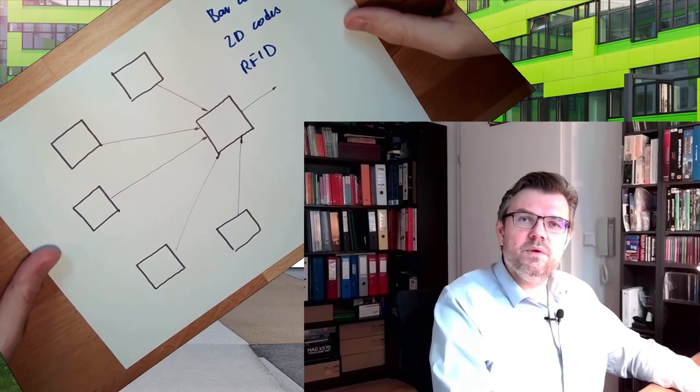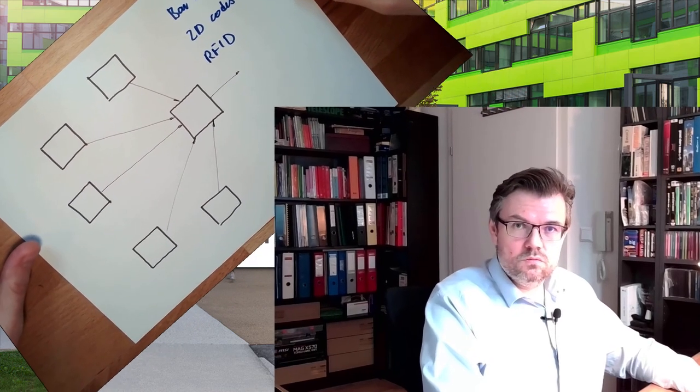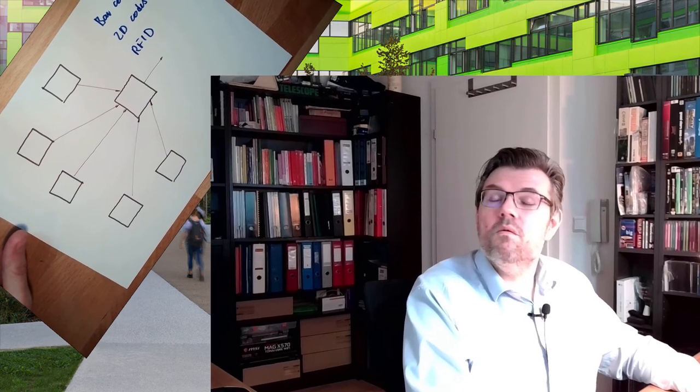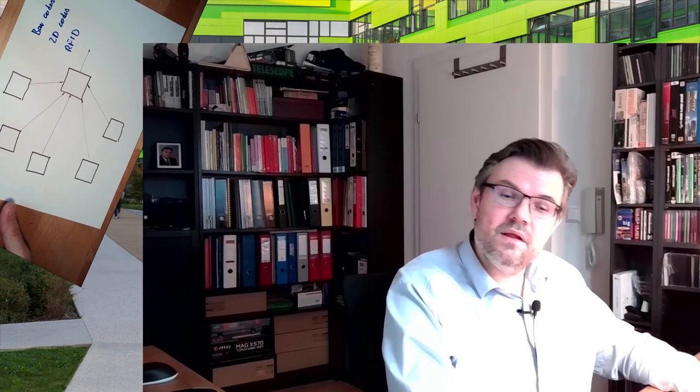The next few units will be about barcodes. We're talking about different types of barcodes, because there is not only one barcode. There are different types, and I will try to explain a little bit the difference and why they are different. Then we're going to talk about 2D codes, and in the end we're talking about RFID, and we'll try this with our Arduino.